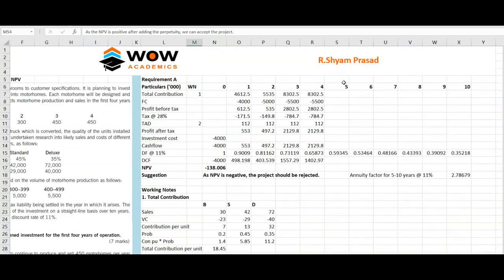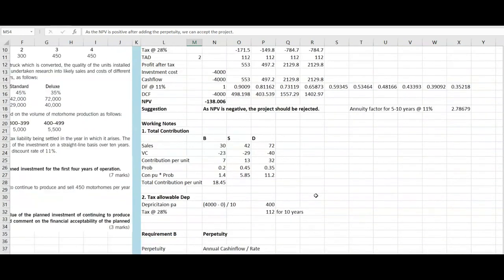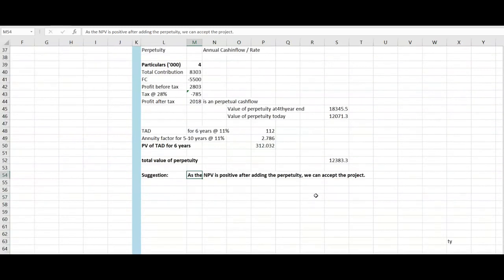If you want to make it neat, you can make it neat. Okay, so we have bolded it at several places.